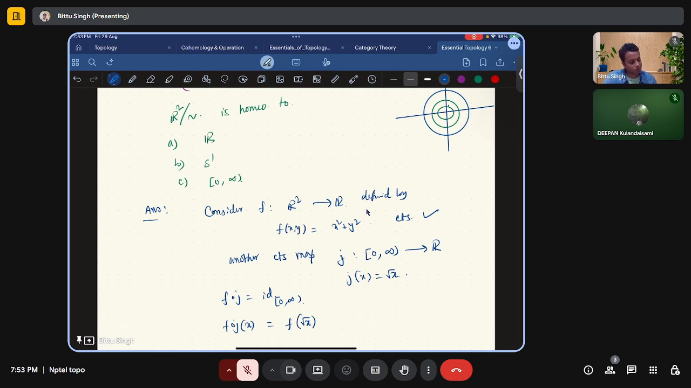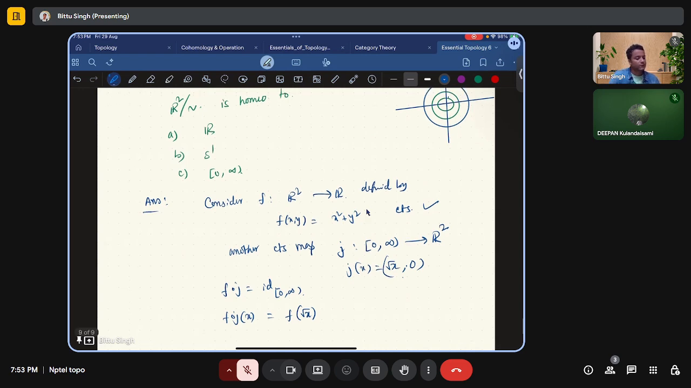Okay, yes, it is okay. This is actually R2, root x comma 0. Sorry. Otherwise, we cannot take composition, since the domain and codomains are not matching. Then F compose J is actually identity.